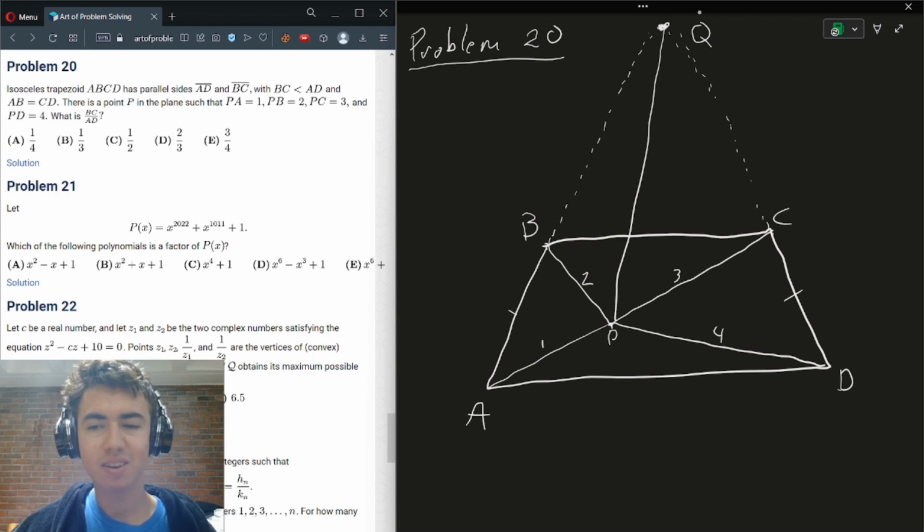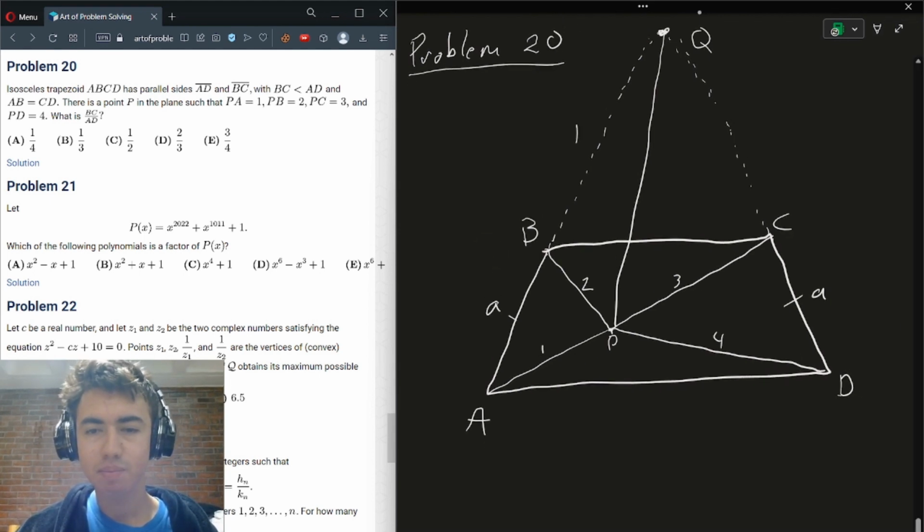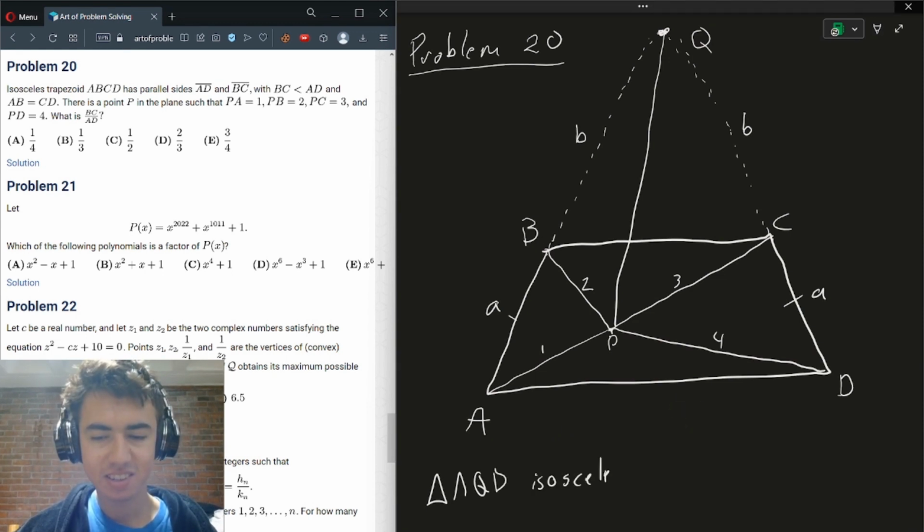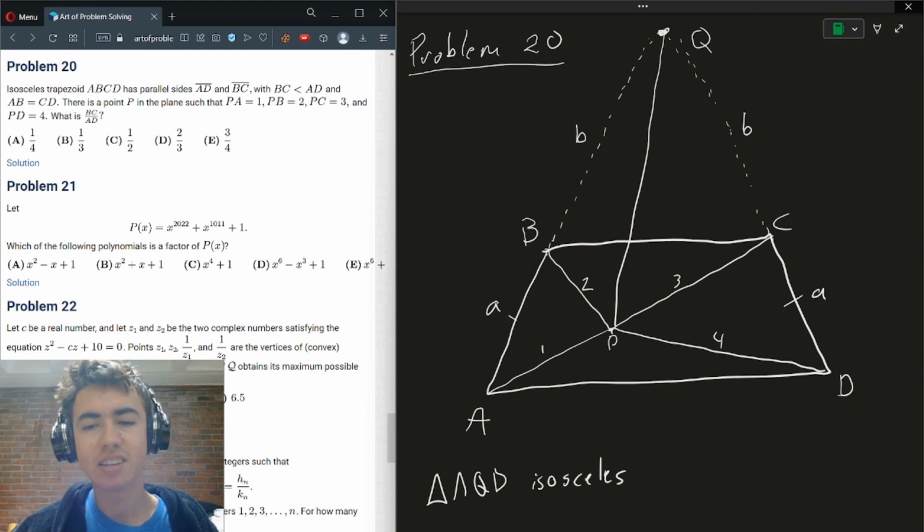But anyway, let's label AB with the letter A. And obviously that's the same as CD. Let's label this side length, BQ, as B, and since it's isosceles, this is an isosceles triangle, AQD. Let's just write that, AQD isosceles. How do you even spell isosceles? Alright, something like this. And now finally, let's label PQ as X, right?